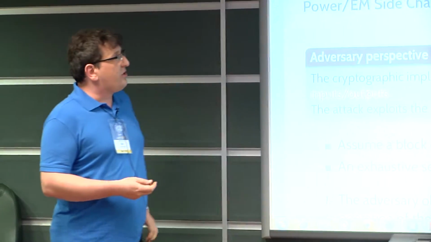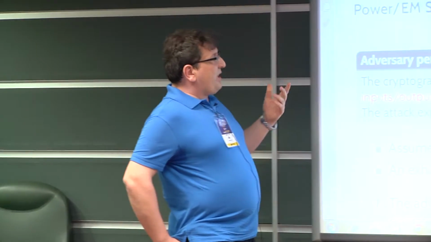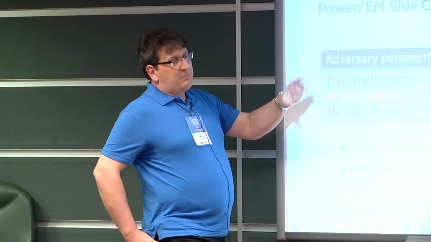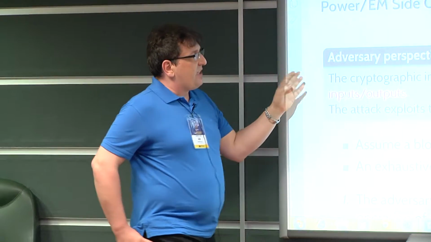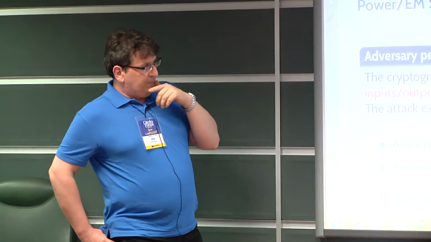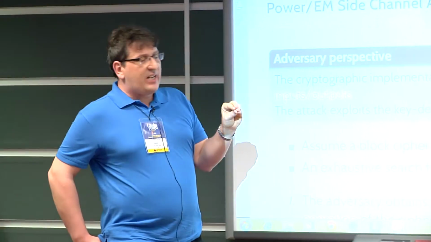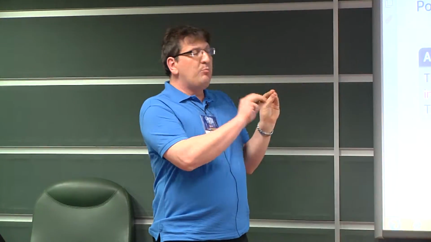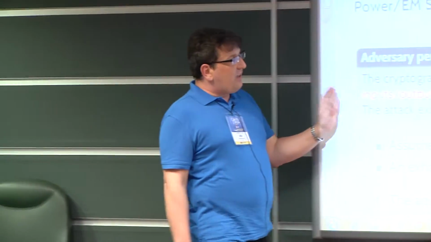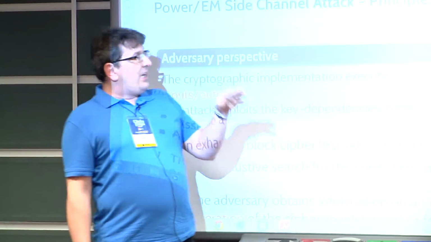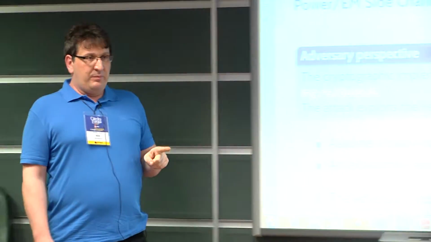So just to see how these side channels work. A power or EM side channel attack, in principle, considers the perspective of the adversary. The cryptographic implementation executes a known cipher with known inputs and outputs. The attack exploits the key dependencies in the data flow of the algorithm.